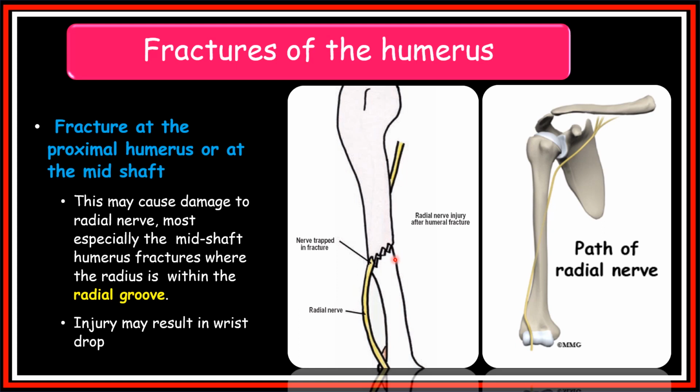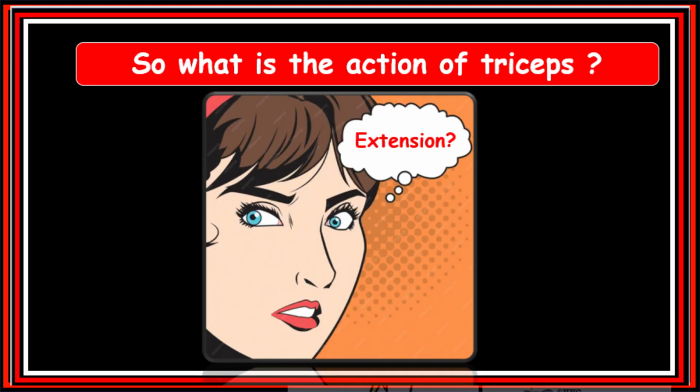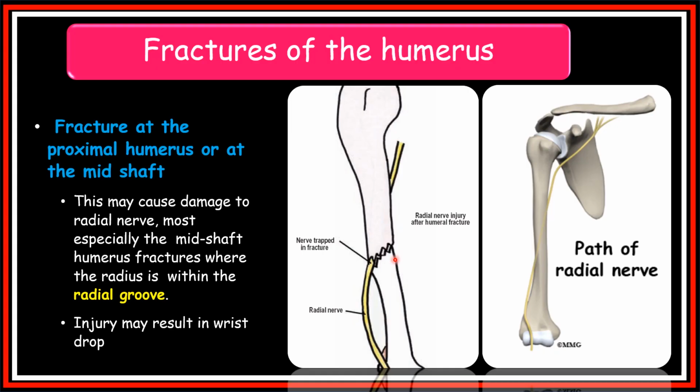And of course, if the radial nerve is affected, that means there's going to be damage to our triceps. Yes, if the triceps is affected, what happens to the action? You remember one. At least remember extension of the elbow. What extends the elbow? The triceps muscle extends the elbow. So that movement is impaired.